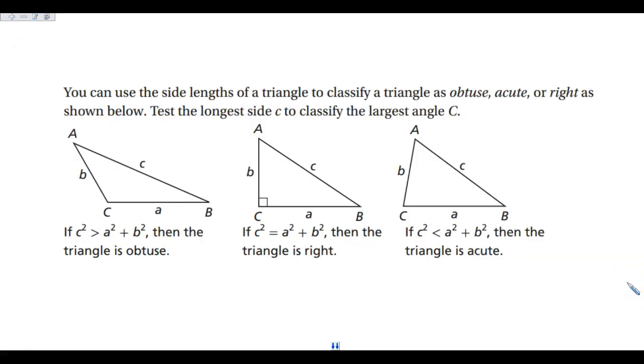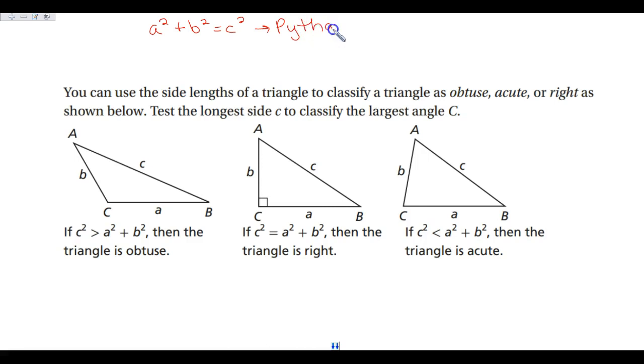Okay, another way to tell whether or not we can use side lengths to classify a triangle by angles. If I want to classify a triangle as acute, obtuse, or right, I can still use the Pythagorean theorem, which we have already talked about, to determine what type of triangle I have. So a reminder that our Pythagorean theorem is a squared plus b squared equals c squared. This was our Pythagorean theorem.